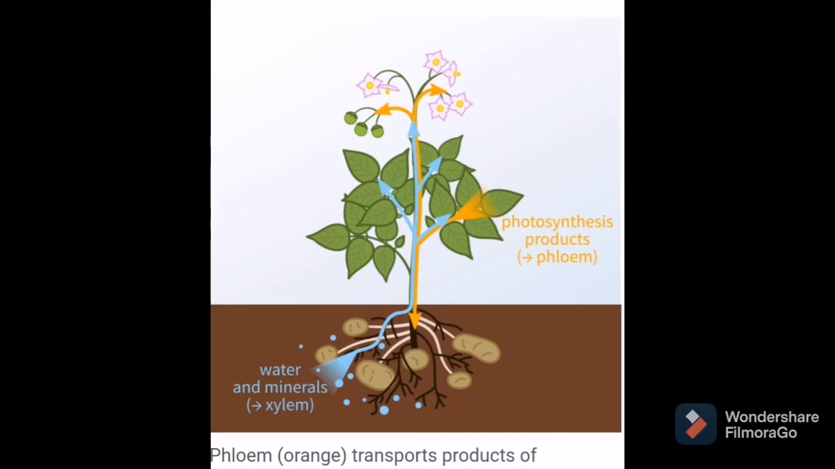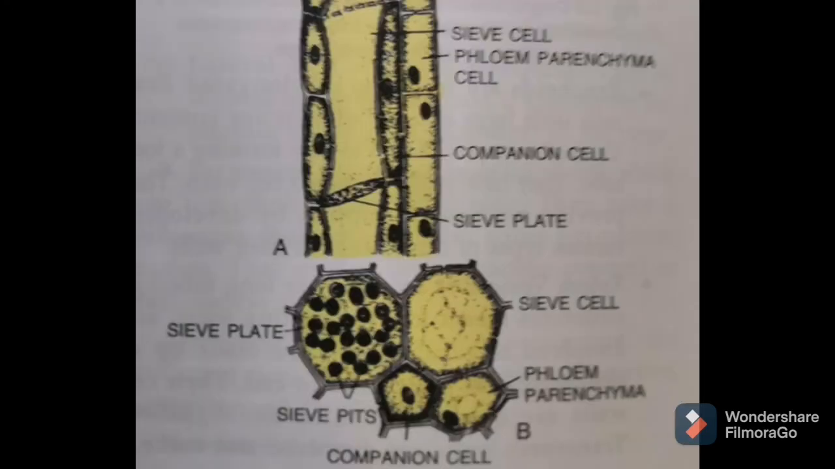Sieve tubes. Sieve tubes are made up of elongated cells placed end to end forming a long tube. The transverse walls, called sieve plates, are perforated. They help in the transport of food from leaves to storage organs and other parts of the plant. Companion cells. Living parenchyma cells closely associated with sieve tube cells. They help in the functioning of the sieve tube cells.